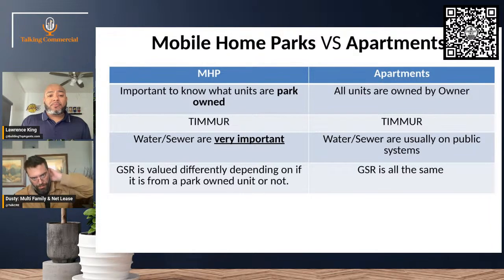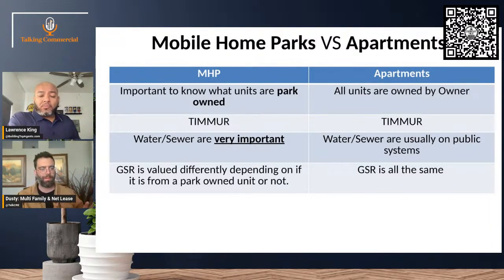Now we probably want to talk about the difference between mobile home parks and apartments. On a mobile home park, you're not necessarily going to own the unit itself. You're going to own a slab of concrete, and the tenant will own the unit. The tenant will then pay you a rent for the concrete.